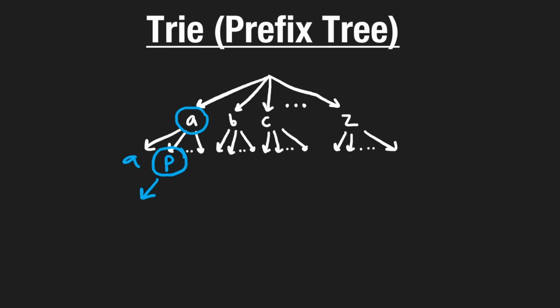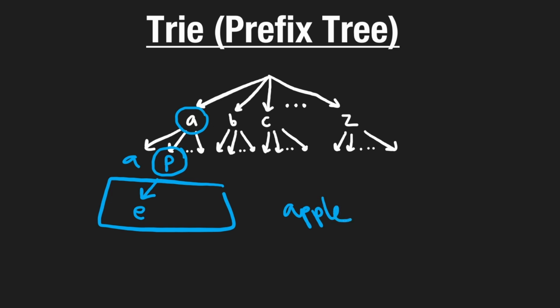We haven't inserted that character. Maybe we have an E, but that's it. We don't have any other children here. Then we know for sure we can't possibly contain the word apple, because this is where it would be if we had inserted it, but it's clearly not here. So we have not inserted the word apple.